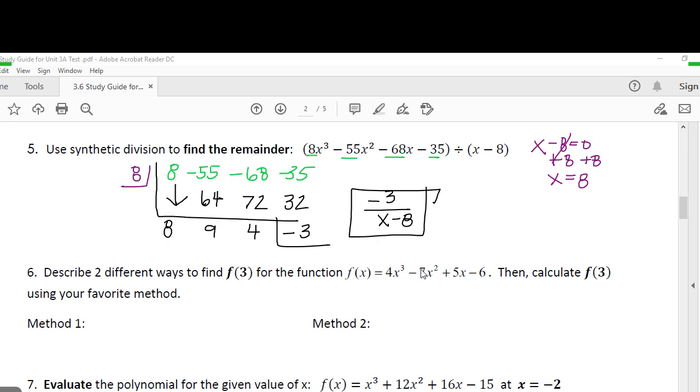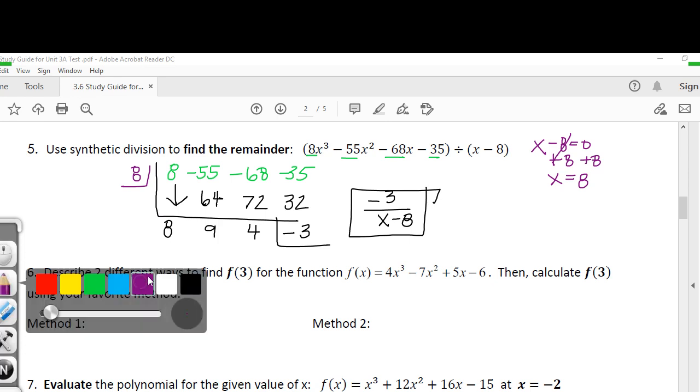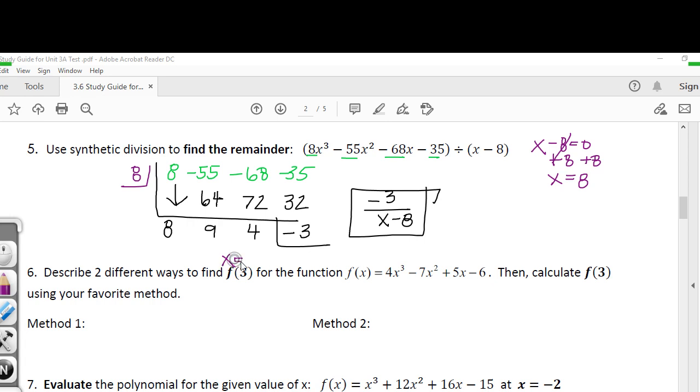Let's look at 6. Okay. There are two different ways that we can find f of 3 for the function 4x cubed minus 7x squared plus 5x minus 6. Okay. Let's do the first method, which is by synthetic division. Okay. And here's what's a little bit different. When I have f of 3, this is saying x is 3. X equals 3. So my 3 is actually my box number.